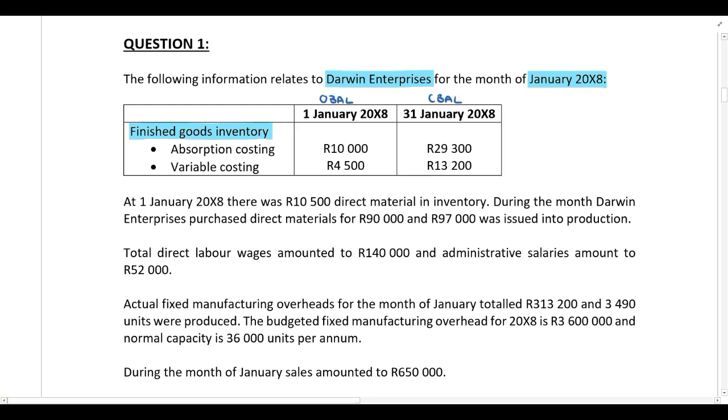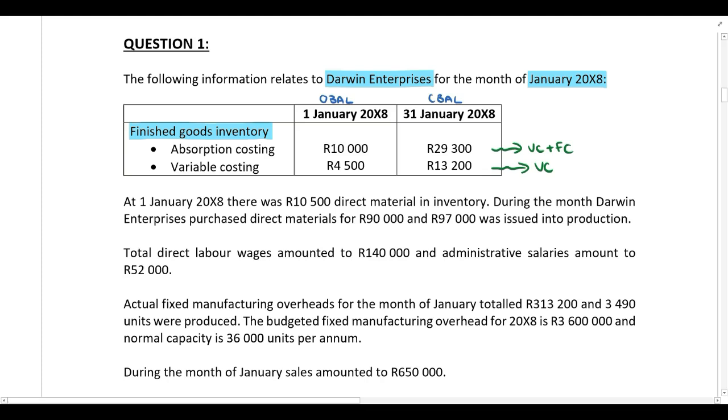Now, obviously, because these are rand values, the amounts are going to differ depending on whether we use absorption costing or variable costing. Because you guys know, with absorption costing, we are going to include both our variable and our fixed production costs in the cost of inventory. On the other hand, with variable costing, we only include our variable production costs in the cost of inventory. So it should make sense that both of these values over here are higher for absorption costing and lower for variable costing. Higher for absorption costing because it also includes your fixed production costs.